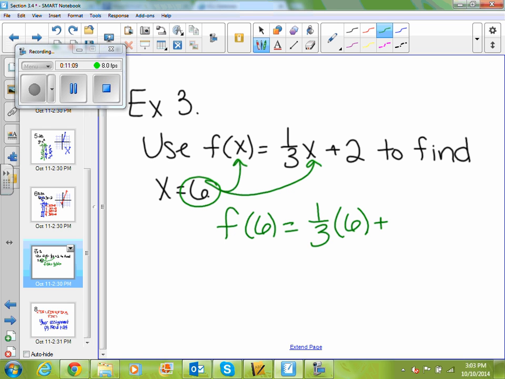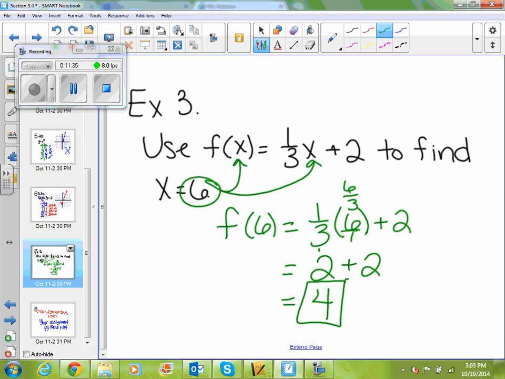1/3 times 6 plus 2. And what's 1/3 times 6? We're multiplying, so this is like 6 over 1, so this would be like 6 over 3, which is 6 divided by 3 is 2. So I end up with 2 plus 2. And what's 2 plus 2? Perfect. So f of 6 is actually equal to 4.